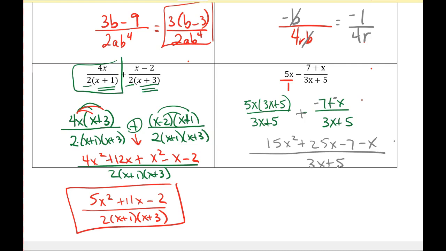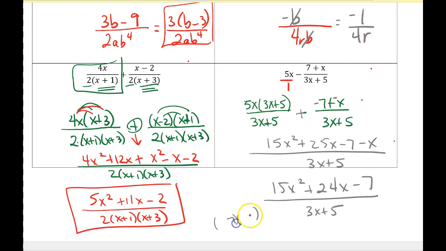Okay, so we've put those together now, and let's combine like terms. So 15x squared plus 24x minus 7 all over 3x plus 5. Okay, so if you can factor that, then factor it. And if not, leave it alone. Let me think for just a minute to see if I think it factors. That would have to be a 7 and a 1. I'm just playing over here. I'm just going to check.